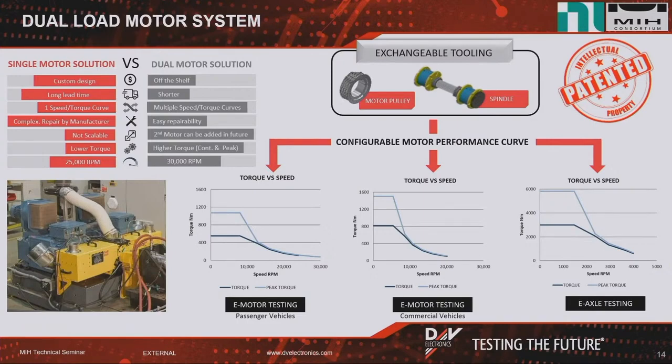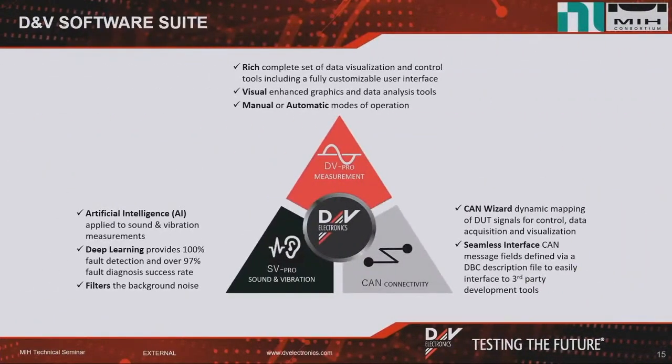You can even do e-axle testing, depending on the nature of the e-axle, by suitably changing the pulley and spindle design. Having done that, all of this obviously works under a software suite. Again, this software suite was developed internally, purpose-developed for testing on the dynos.